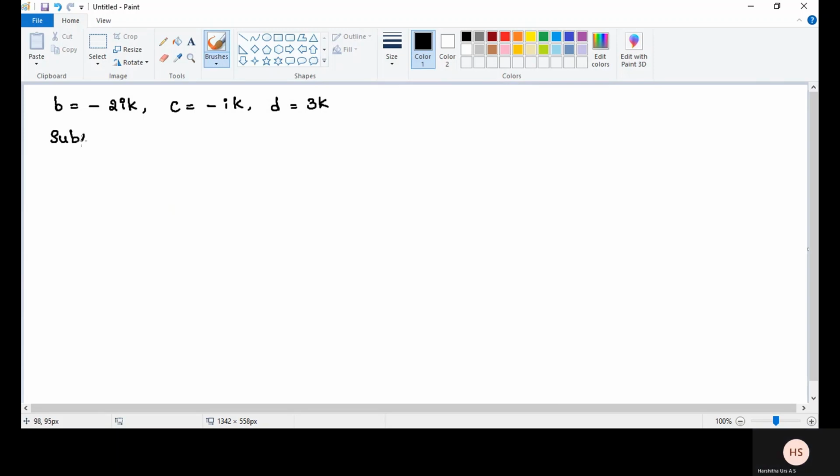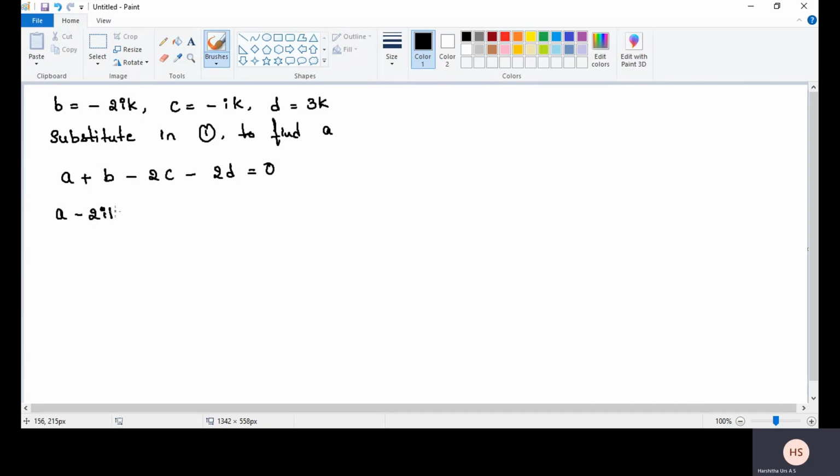Substitute in equation 1 to find A. Equation 1 says that A plus B minus 2C minus 2D is equal to 0. Now we substitute A minus 2ik minus into minus plus 2ik minus 2 into 3k. So 2ik will get cancelled. A is equal to 6k.